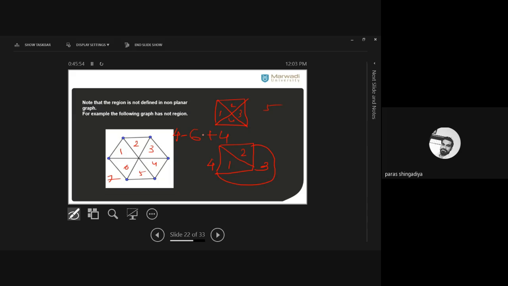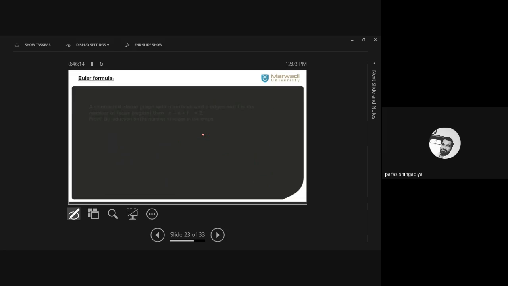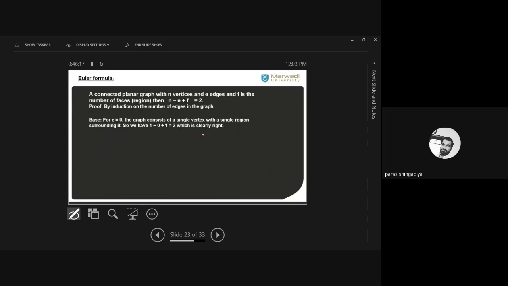Okay? So let us consider this graph here. And let's take these 7 faces. Clear? अगर आपने assign किया उसको 7 faces. ठीक है? Vertices are 6, 9 edges. So 6 minus 9 plus 7. That is not equal to 2. Clear? 6 minus 9 plus 7. That is not equal to 2. Clear? So here we have this result. Clear? And we'll prove it.